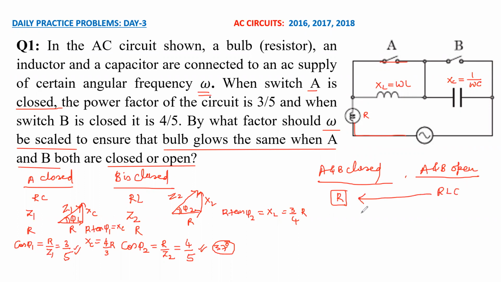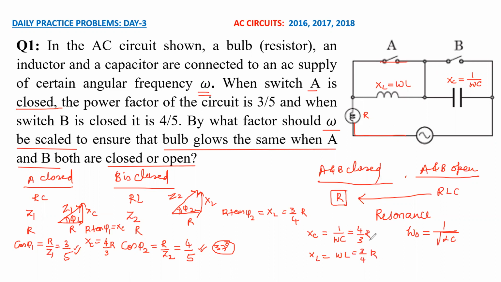Now, when does an RLC circuit act like a pure resistor circuit? That happens in resonance. And the angular frequency for that, omega naught, is 1 by root LC. You know that. So our existing omega, how is it related to L and C? XC, which is 1 by omega C, is 4 by 3 R. And XL, which is omega L, is 3 by 4 R.